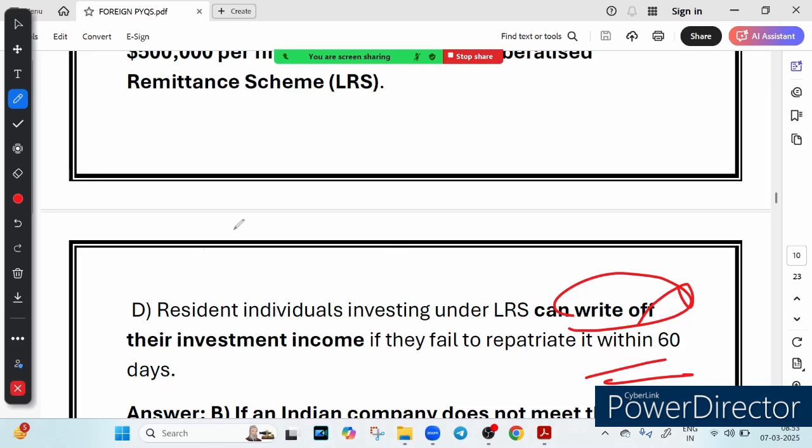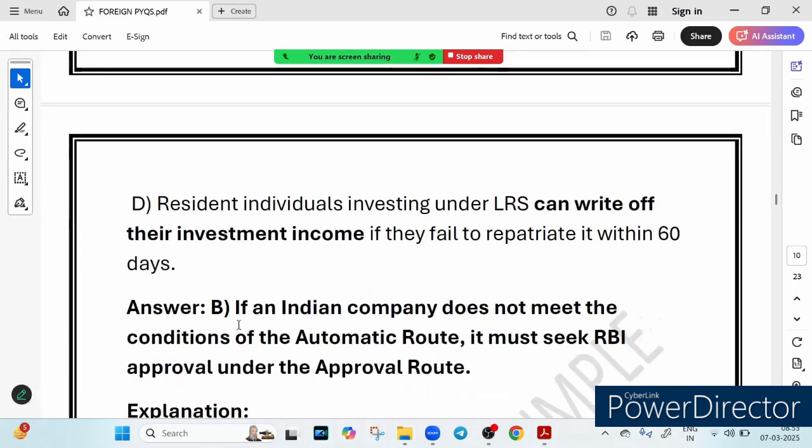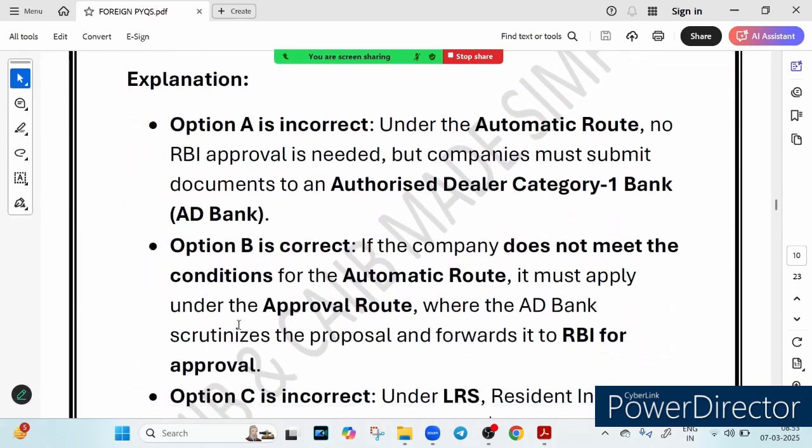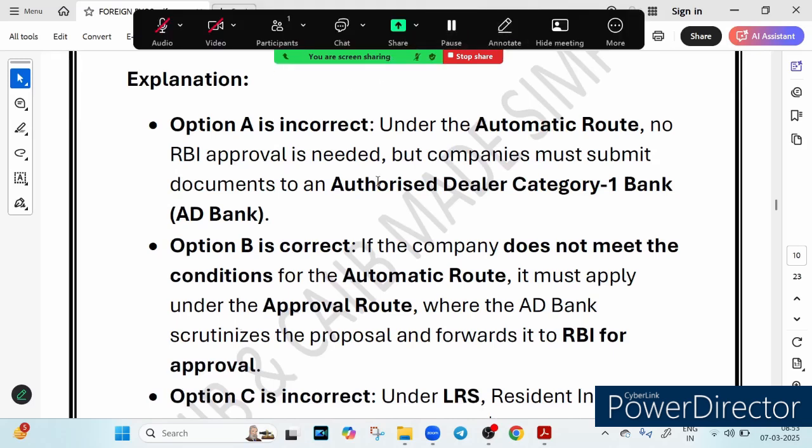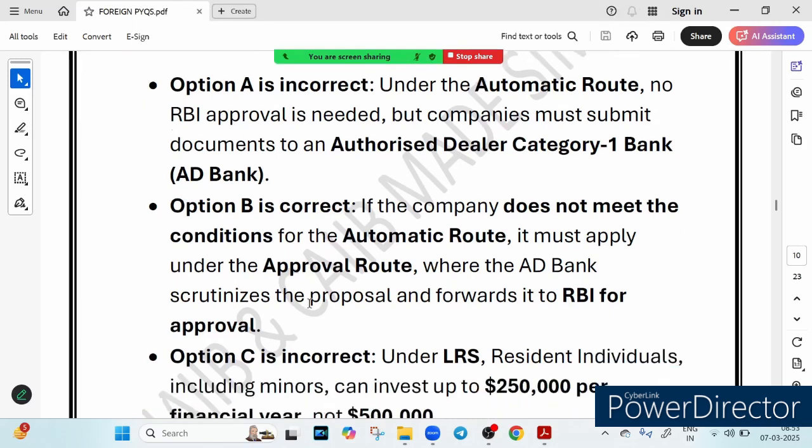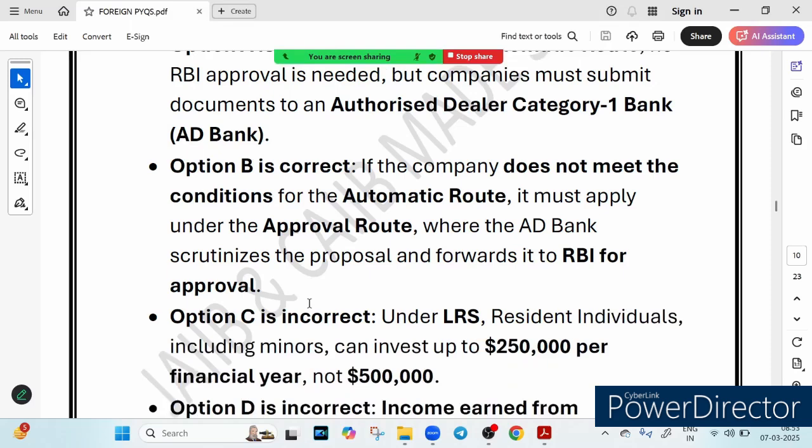So what we learned, here are some key points which you must keep in mind. First, the automatic route allows ODI without prior RBI approval if conditions like staying within 400% of net worth are met. The approval route applies when the conditions are not met or for restricted sectors like real estate or banking. Under LRS, a resident individual can invest up to $2,50,000 per financial year. I hope this makes sense to you.